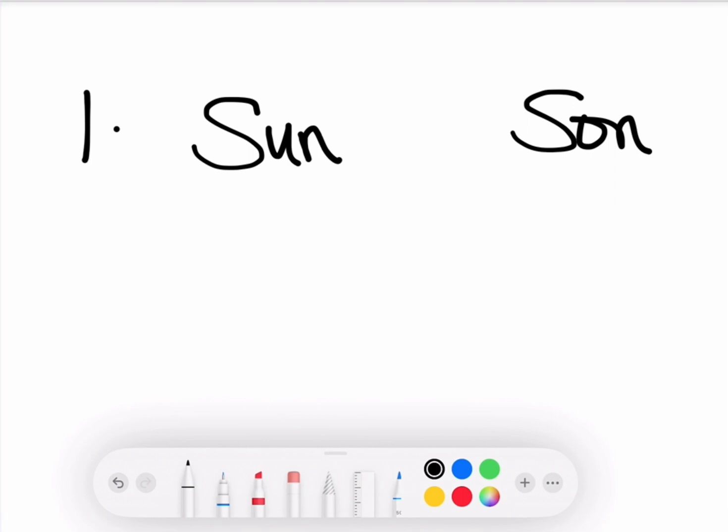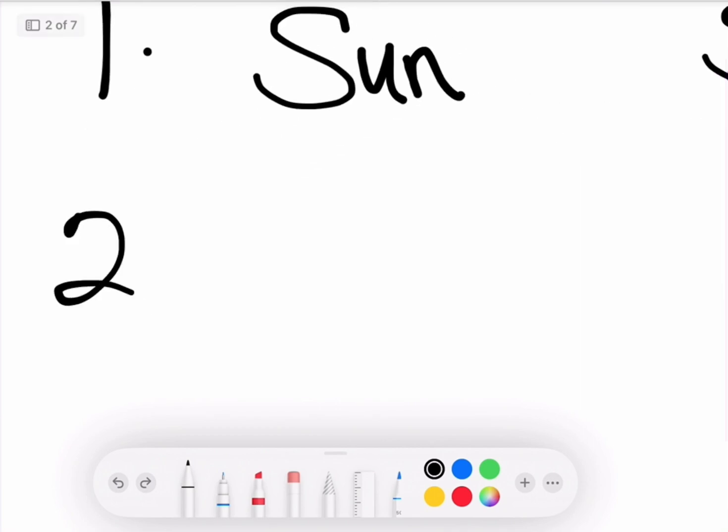For sun, you could say, the sun is shining, a typical example. Then for son, you could say, my son is playing outside, like a child. That's the meaning. As you can see, both of them sound the same but have different spellings.